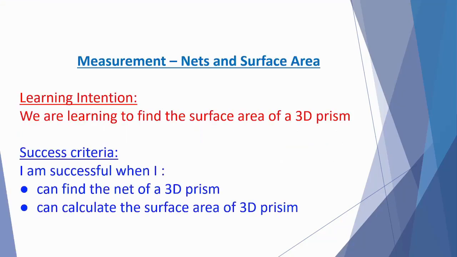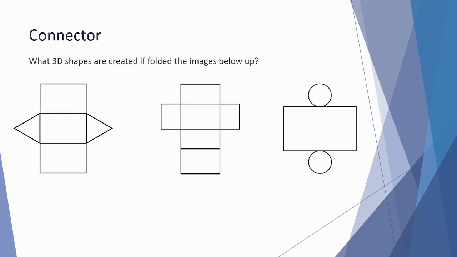Our learning intentions today: we are learning to find the surface area of a 3D prism. I am successful when I can find the net of a 3D prism and can calculate the surface area of a 3D prism. So here we have some 2D shapes, and if I fold them along the lines, what 3D shapes do they make? This is something we could print out and try at home.